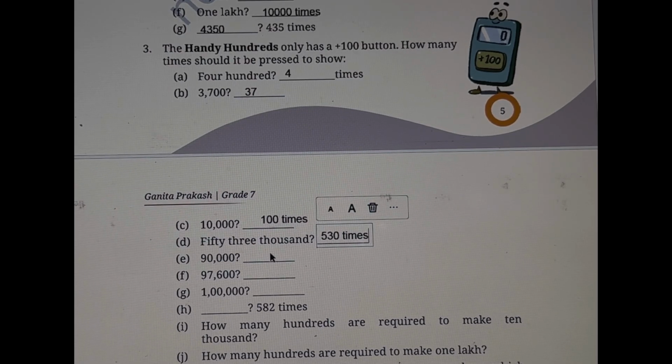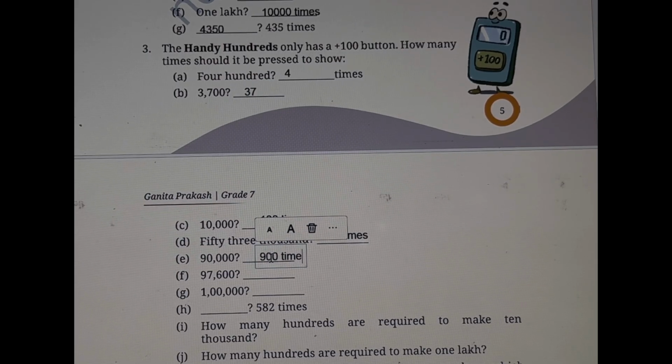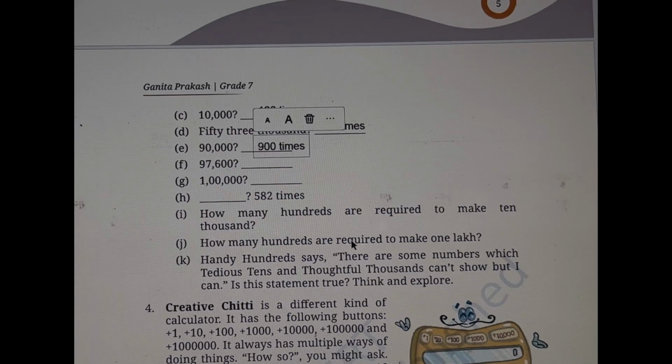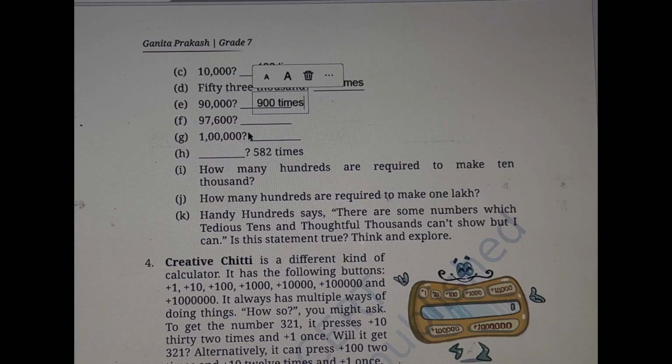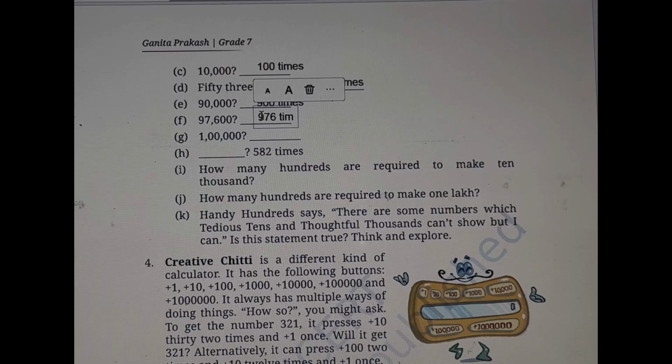Now 90,000. So strike off the last 2 zeros. These 2 zeros. So you are left with 900 times. Right. Now 93,600. So if you strike off the last 2 zeros, you are left with 936 times.